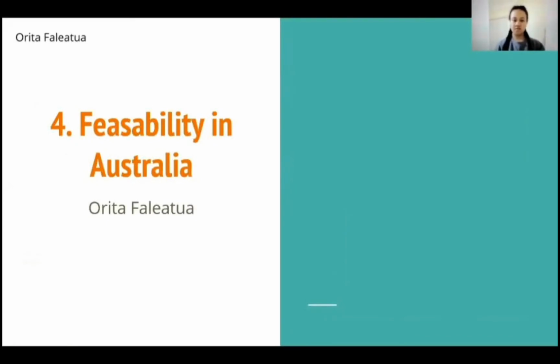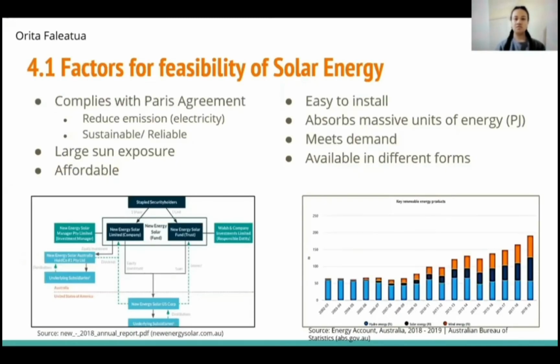I'll be presenting on the feasibility of solar energy in Australia. What makes solar energy feasible? Australia receives a rich amount of sunlight per annum, spread equally across the country, with a mass availability of land for solar panel stations.